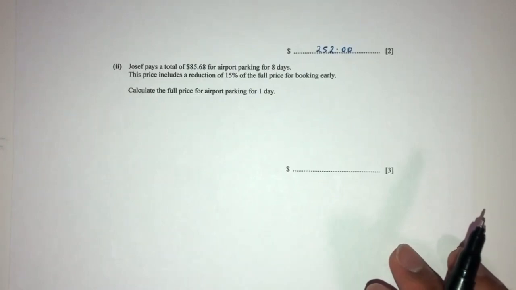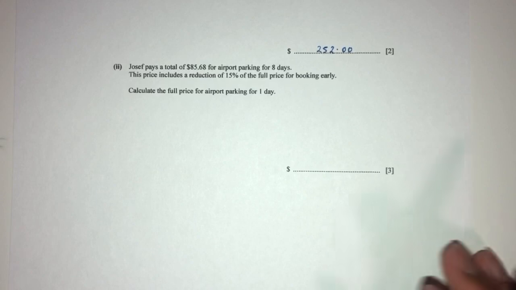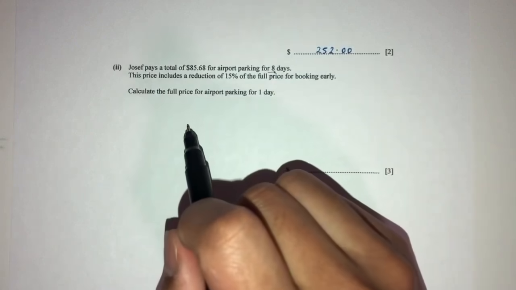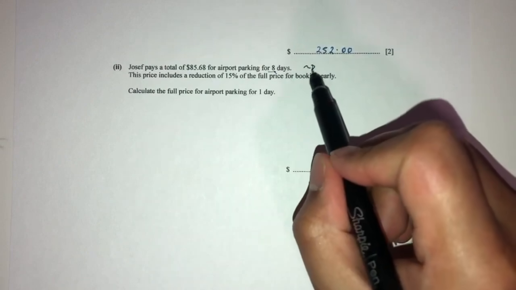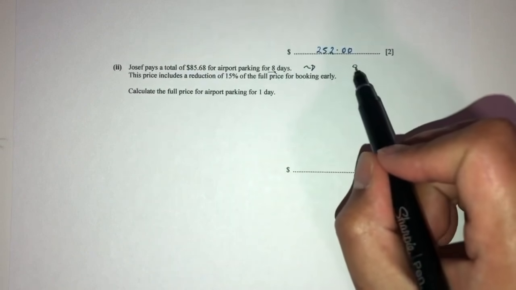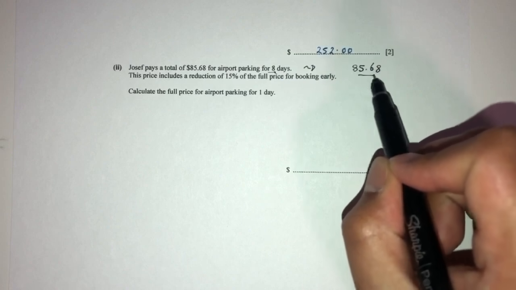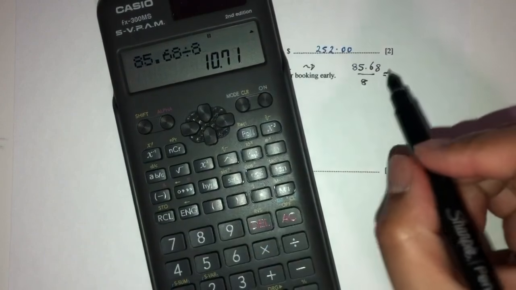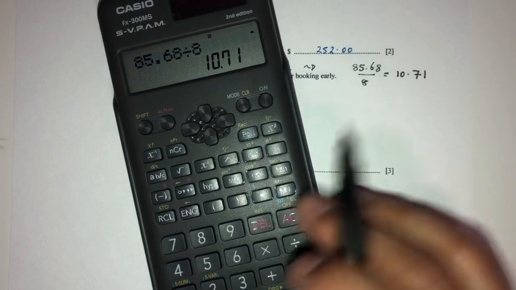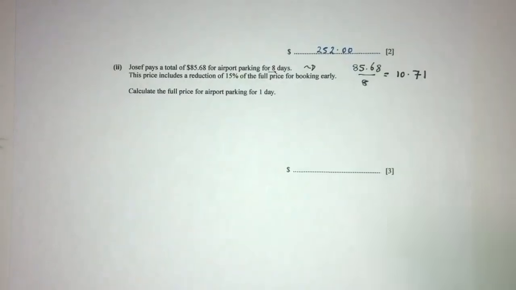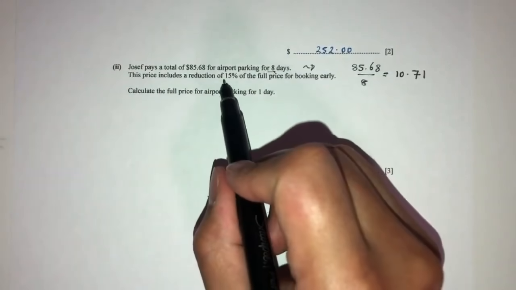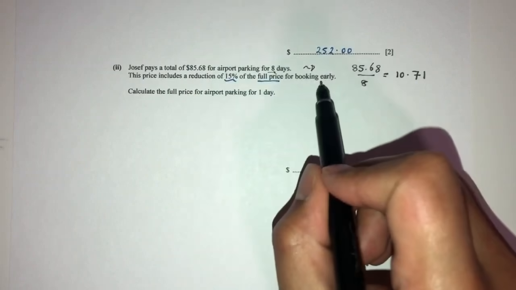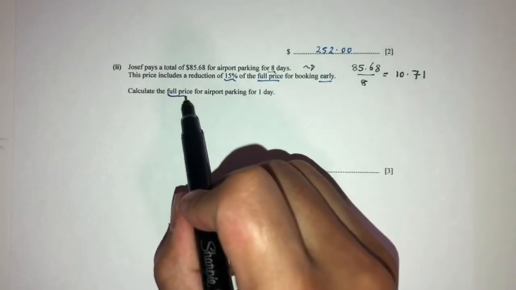Now let's move on to part 2. Joseph pays a total of $85.68 for the airport for 8 days. Okay, 8 days. If 8 days cost that much, so what is 1 day? You would say 85.68 divided by 8. That will be 10.71. Again, I don't know the question yet, but I'm just trying to think what can be asked. Now, this price includes a reduction of 15% of the full price for early booking. Find the full price for 1 day.